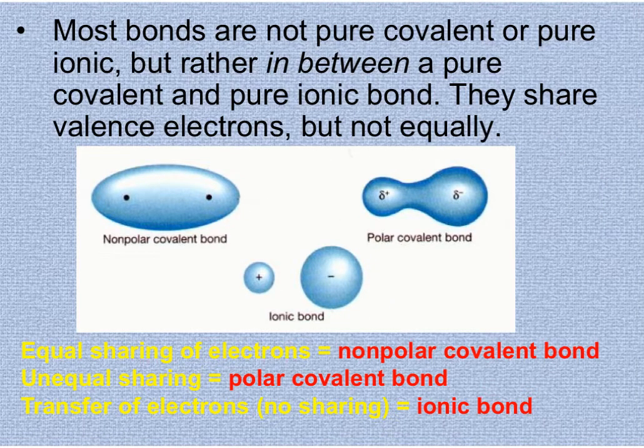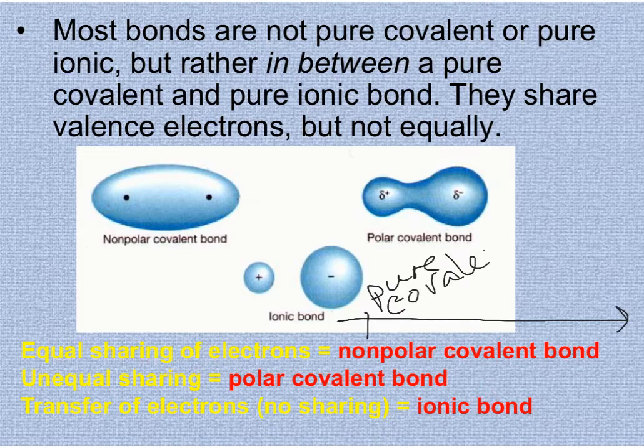The polarity of a bond really lies on a continuum where on one end we have pure covalent, and that's where the bonding electrons are shared completely equally. And then polarity increases until we get to the other extreme, which is ionic. And the dividing point between covalent and ionic is somewhat arbitrary. You'll see a little bit of wiggle room from different sources.